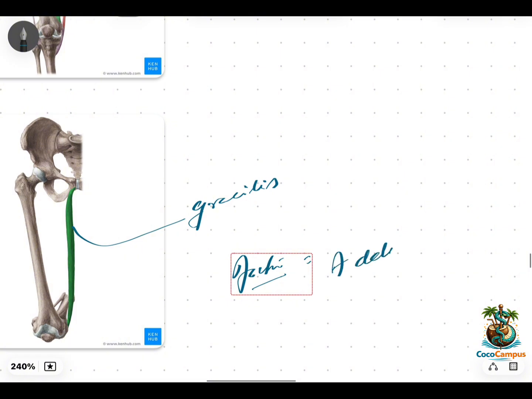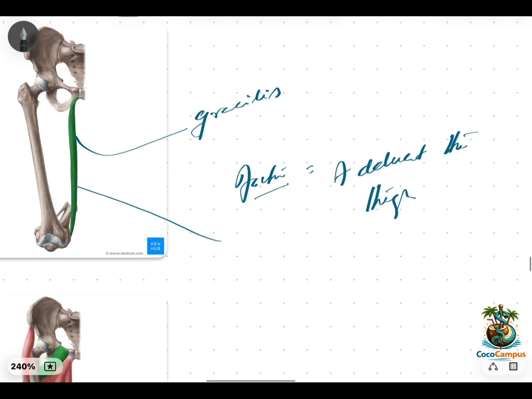Right, so you have adductor longus, adductor brevis, adductor magnus, and gracilis. What do they do? They adduct the thigh, bringing your legs closer together, bringing your knees together. The gracilis originates at the pubis and inserts on the medial tibia, at the pes anserinus.